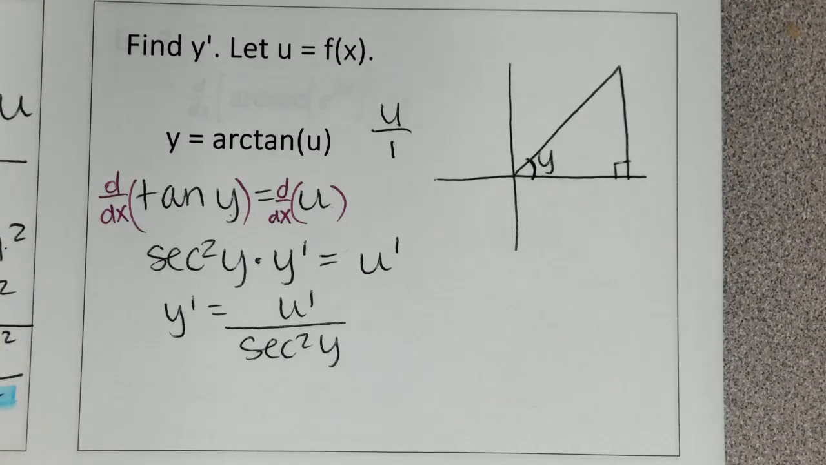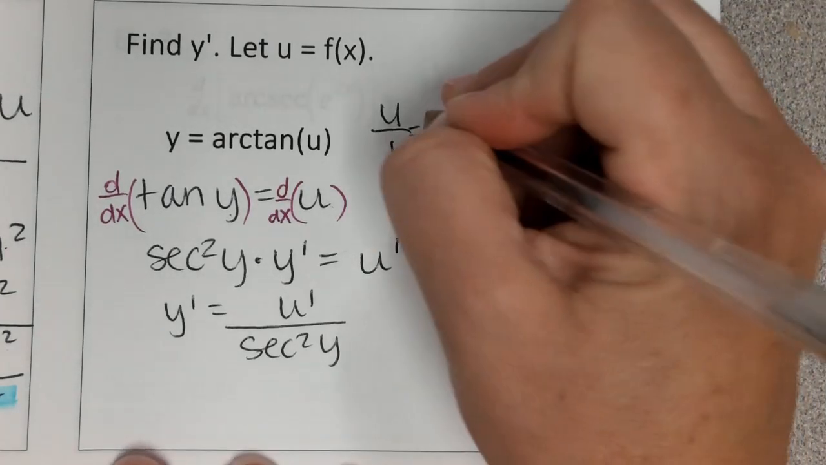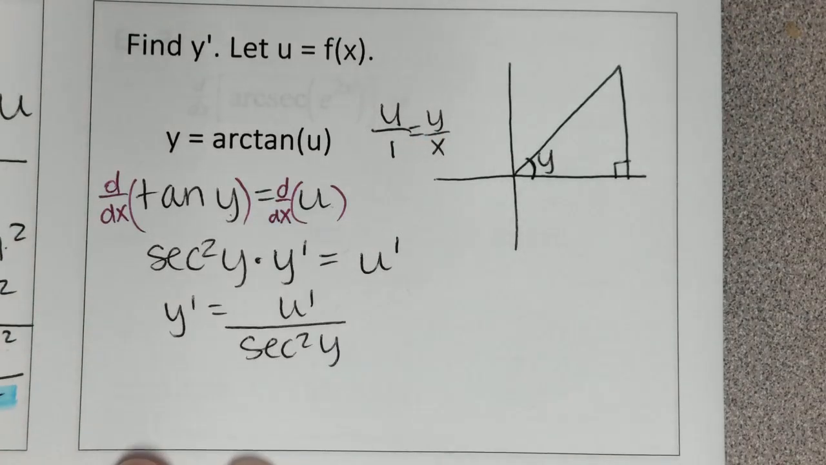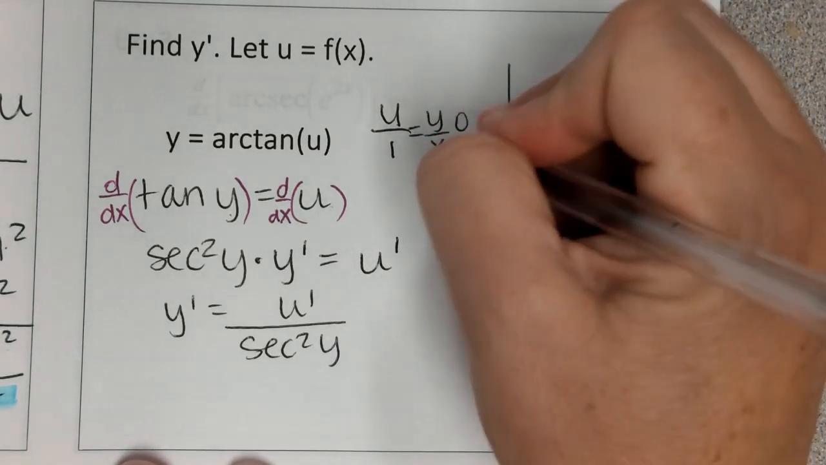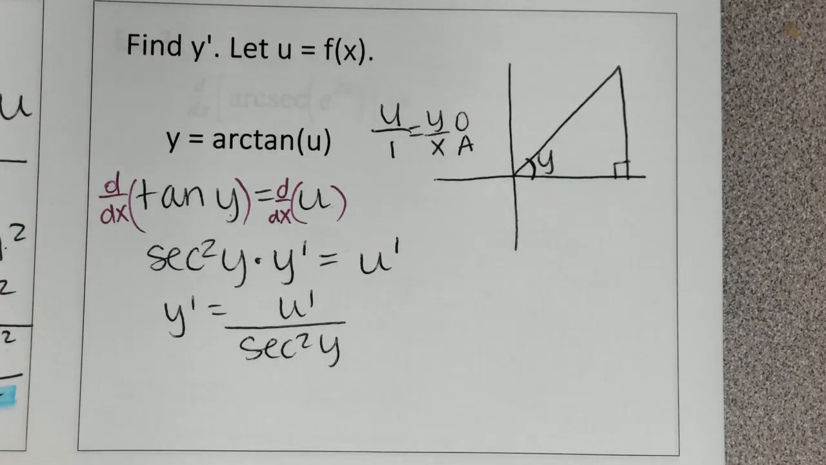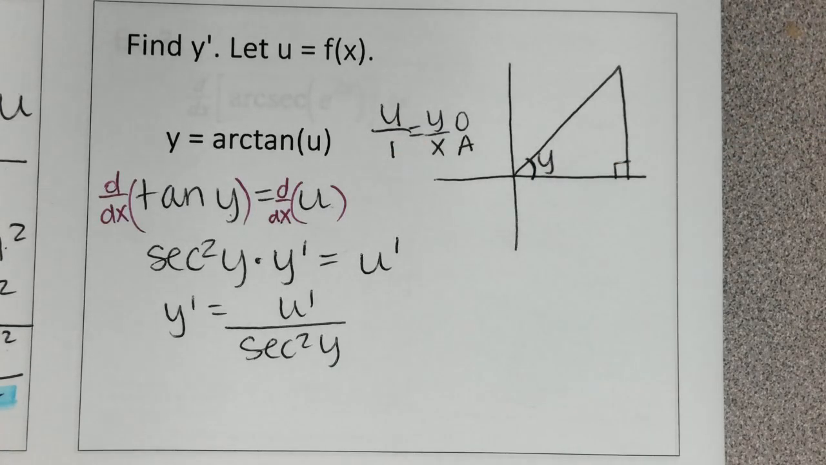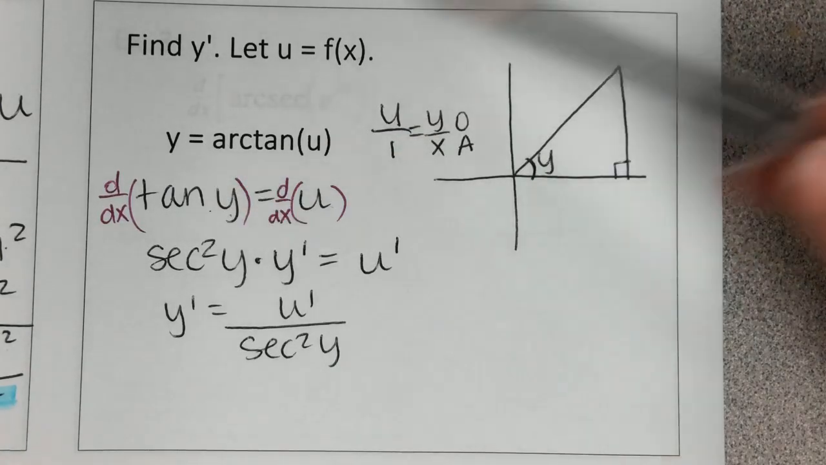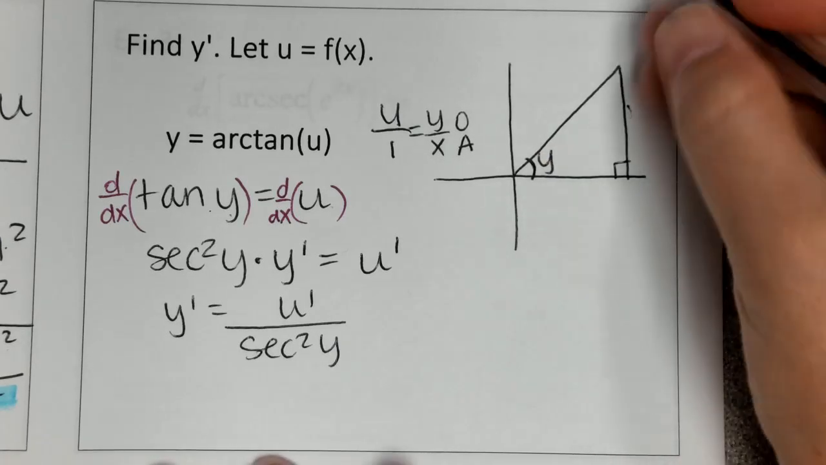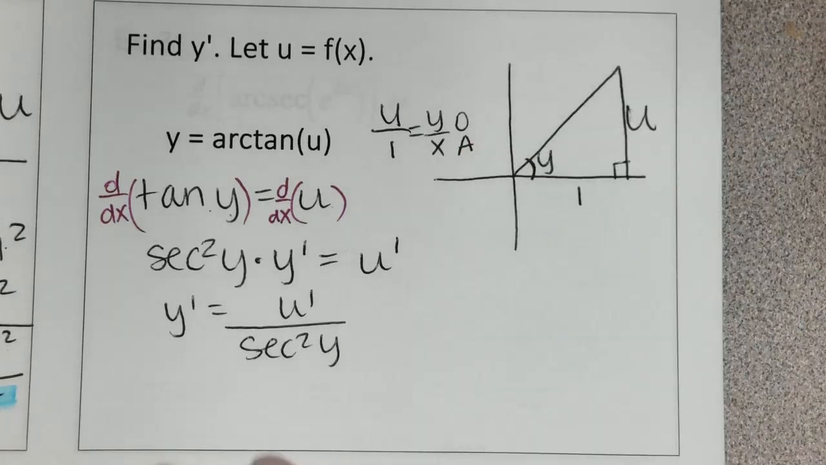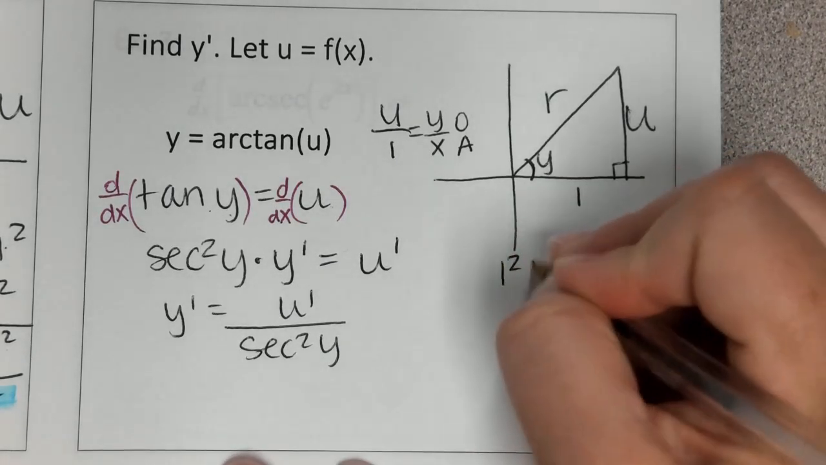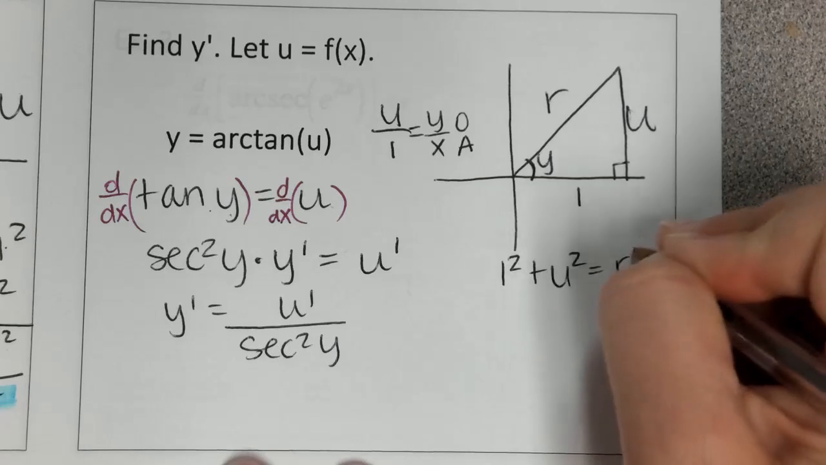Excuse me, what's the trig ratio for tangent? That's y over x. If you're thinking SOHCAHTOA, OA. So these may be now different sides of the right triangle because this is tangent. So opposite is your u, adjacent is your 1. We are missing the hypotenuse this time. So let's use the Pythagorean theorem to find that. 1 squared plus u squared equals r squared.